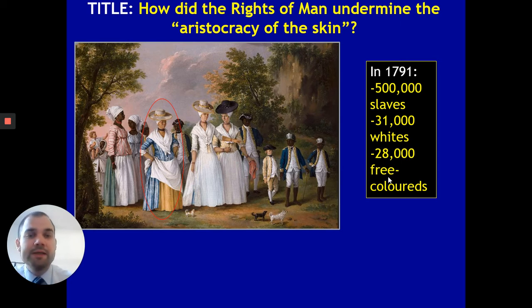Toussaint himself was actually a small slave owner. He owned 30, 40 slaves on a small plantation because that society was a slave society. So if you wanted to move up the social hierarchy, you had to own slaves.